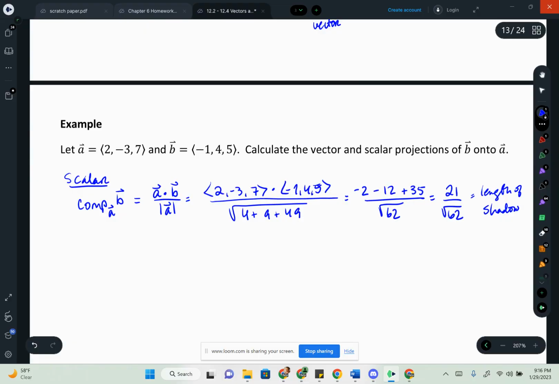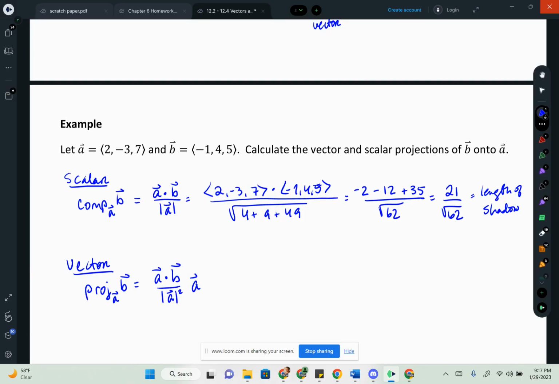Okay. Now the vector projection, that's where we're going to look at this projection of B onto A. And we're told that that's A dot B over the magnitude of A squared times A. And you can calculate it this way, and we can still use what we calculated above because it's almost the same.